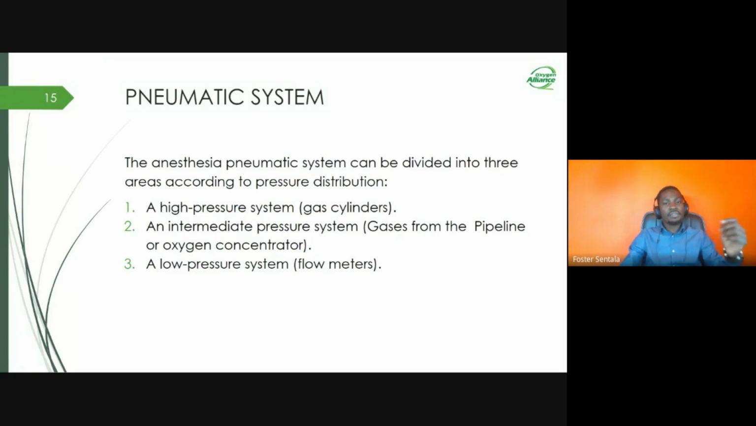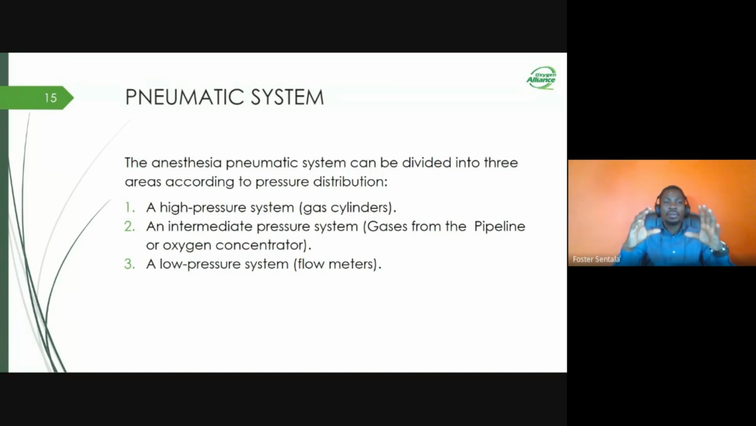We also have an intermediate pressure system. This is covering the pipeline sources, the oxygen concentrator source, as well as the regulators and the flow controllers. We also have the third part, which is a low pressure system.